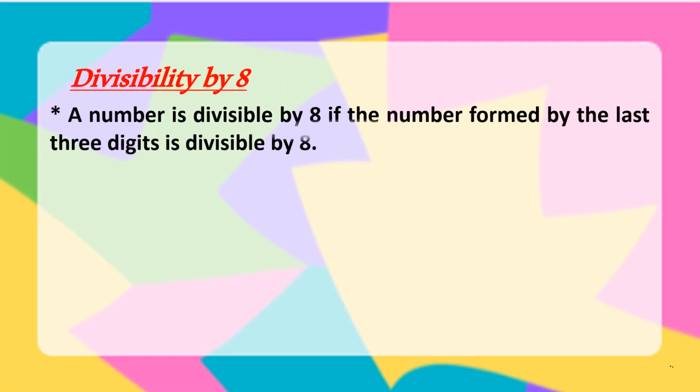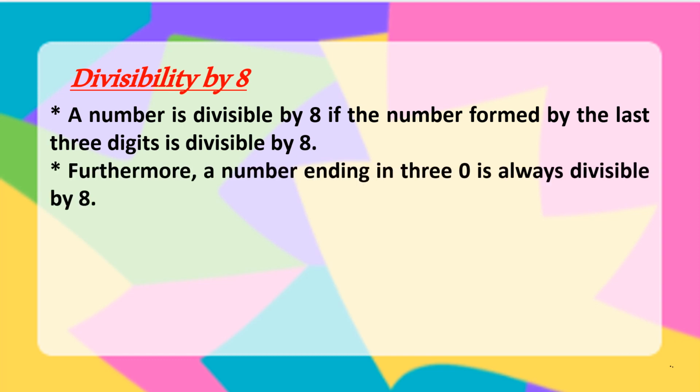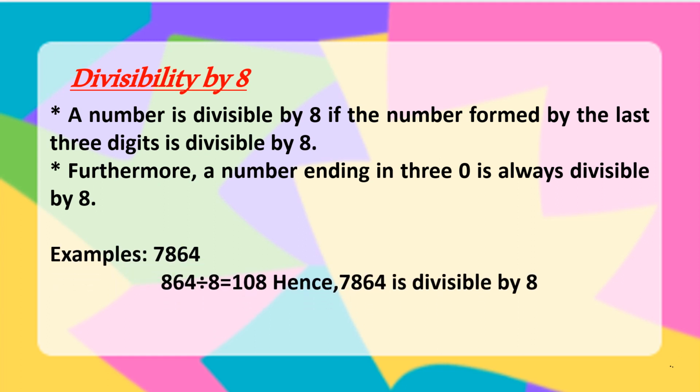Divisibility by 8. A number is divisible by 8 if the number formed by the last 3 digits is divisible by 8. Furthermore, a number ending in 3 zeros is always divisible by 8. Example, 7,864. 864 is the last three digits in the given. Can 864 be divided by 8? Yes, and that will give you 108. Hence, 7,864 is divisible by 8.